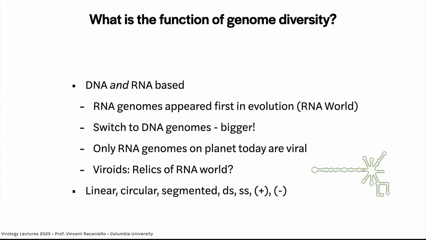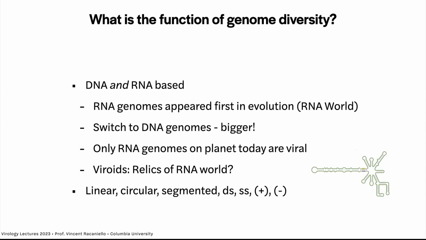So today, the only RNA genomes on the planet are viral. DNA-based organisms have outcompeted everything, and only some RNA viruses remain, although they're very competitive, those RNA viruses. There are entities called viroids, which we think are relics of the RNA world. We think these are some of the molecules that might have existed back in the RNA world, and we will talk about them towards the end of this course.